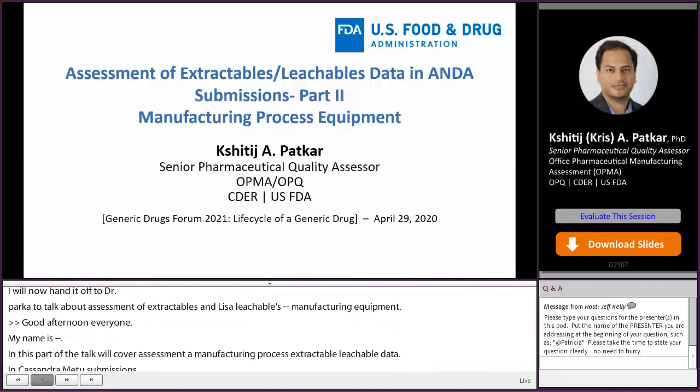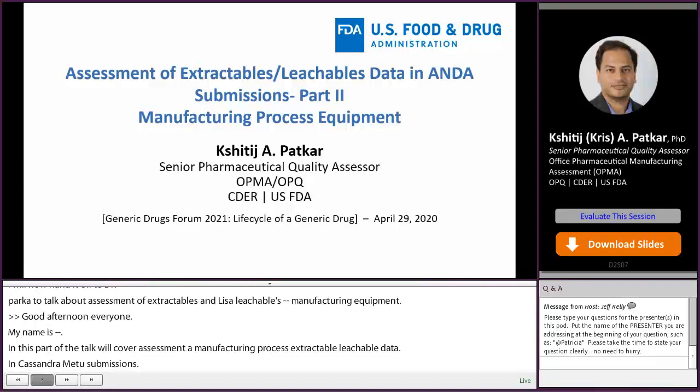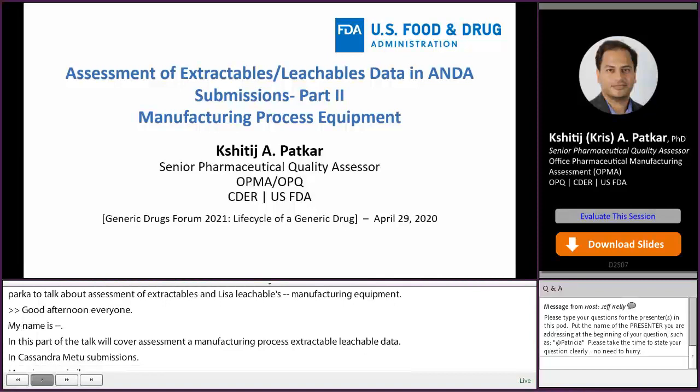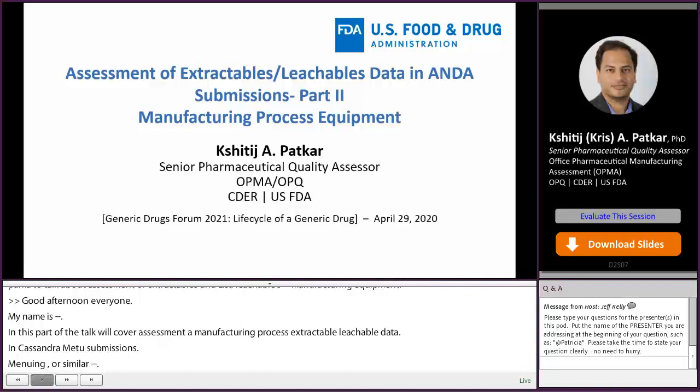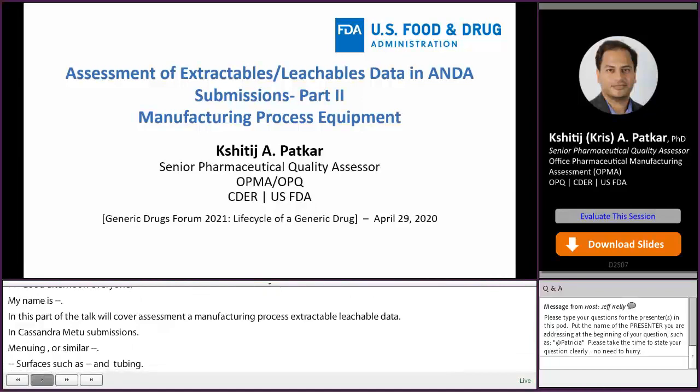In this part of this talk, I will cover assessment of manufacturing process extractable leachables data in ANDA submissions. Manufacturing process extractable leachables are similar to container closure extractable leachables, but they originate from process equipment, polymeric surfaces, such as filters and tubing.